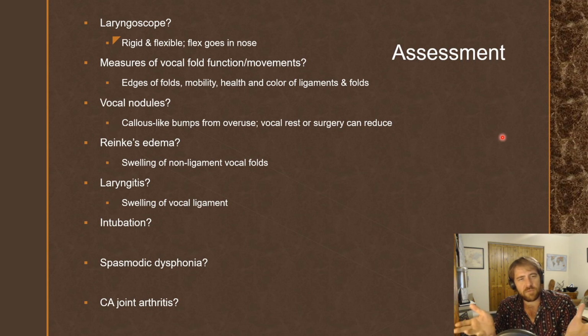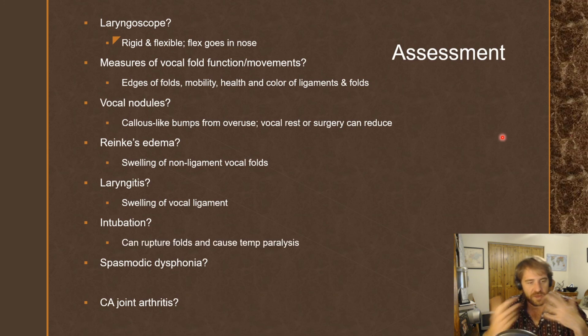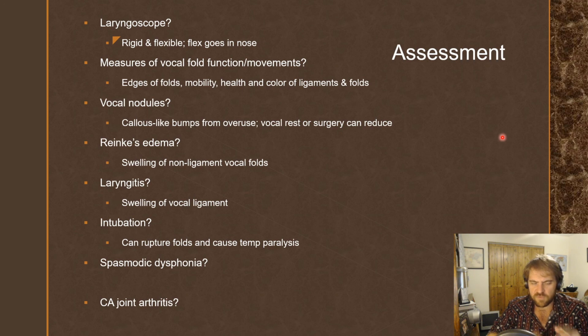What happens with intubation? We actually didn't talk about this in that lecture, so I'll tell you now. Intubation can occasionally rupture the vocal ligament. I say vocal folds, but it's the edge of the ligament that it can rupture. What that means is it's not like it's totally ruptured. What I mean by that is it ruptures the blood vessels in there, so you can have a swelling of blood on the vocal ligament, which can cause it to be stiff.